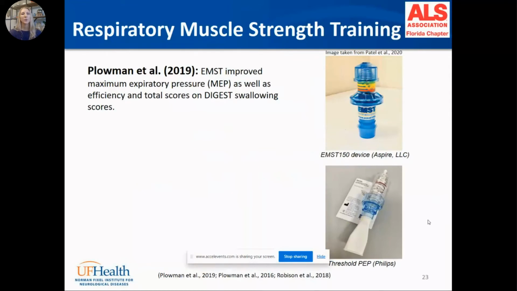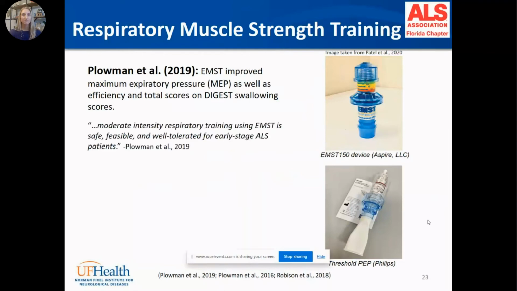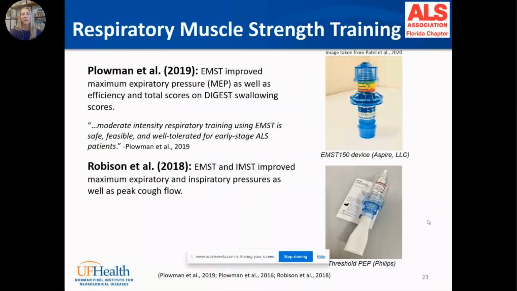Something that we can do to keep those respiratory muscles strong for cough and to try and keep swallowing improved or maintain function for as long as we can is respiratory muscle strength training. Dr. Plowman found that expiratory muscle strength training, or EMST, improved maximum expiratory pressures, or MEPs, as well as swallowing efficiency and overall swallowing scores on her DIGEST ratings. And she found that moderate intensity respiratory training using EMST is a safe and feasible option and well tolerated for early stage ALS patients.